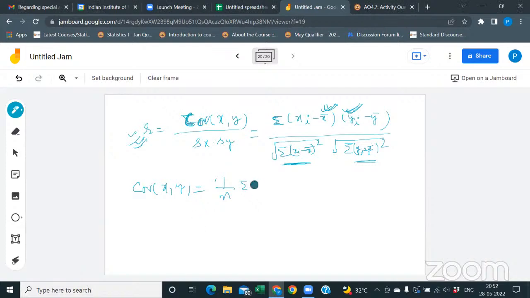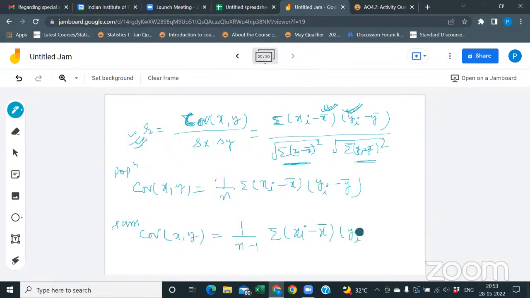This is the summation of xi minus x bar into yi minus y bar. This is the formula for the population covariance. And for the sample covariance, it will be 1 upon n minus 1 times the summation of xi minus x bar into yi minus y bar.